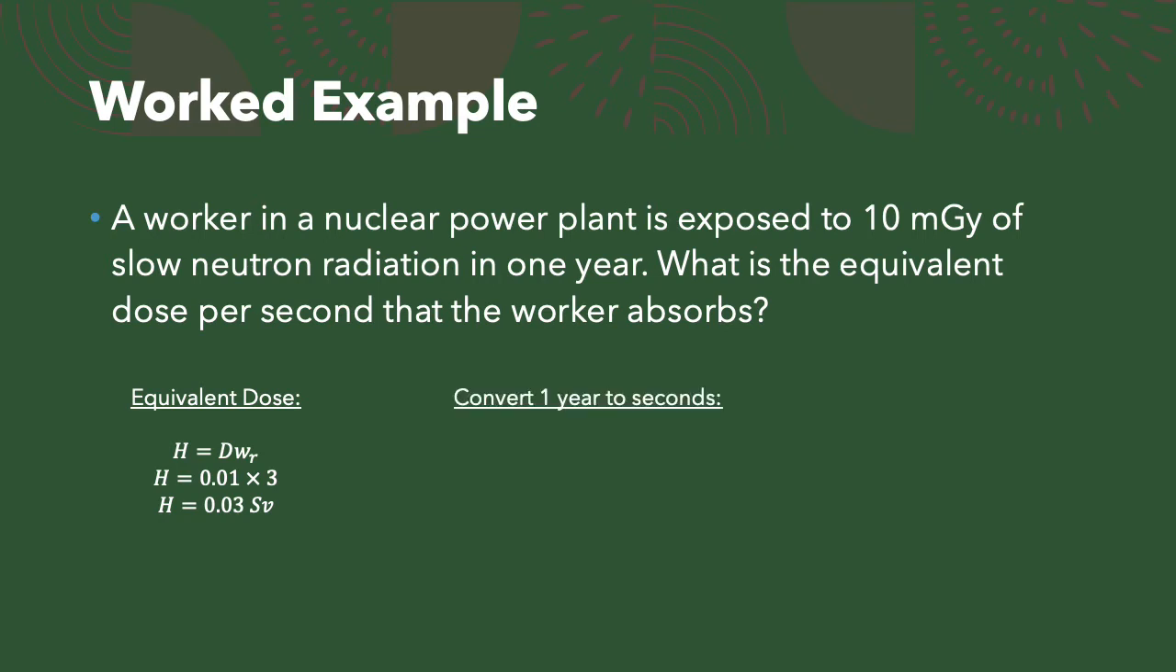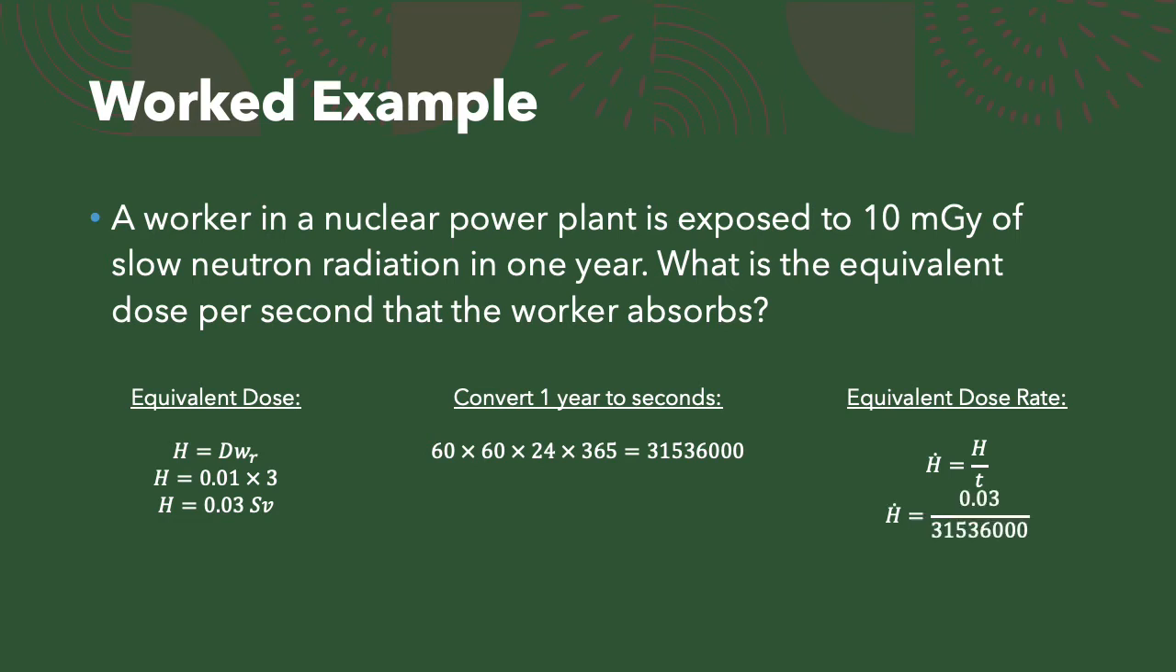We know that it's over 1 year, but we want it in sieverts per second, so we need to convert 1 year into seconds. So we have 60 times 60 times 24 times 365 to get the number of seconds in a year. And then we use our equivalent dose rate equation, H dot equals H over t. Pop our numbers in, 0.03 divided by 31,536,000, and that gives us 9.5 times 10 to the negative 10 sieverts per second.